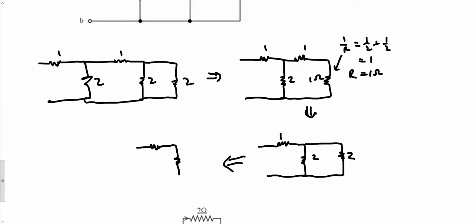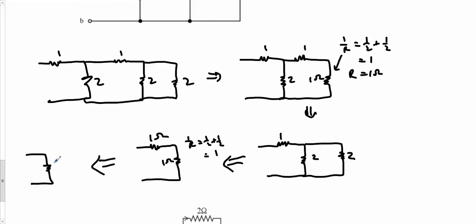This guy right here is 1 over r equals 1 over 2 plus 1 over 2, which is 1. So even when I invert it to get r, this is 1 ohm also. 1 ohm, 1 ohm. And those two guys are in series with each other. So when I turn all of these resistors into just one super resistor, I should get a resistance of 2 ohms.